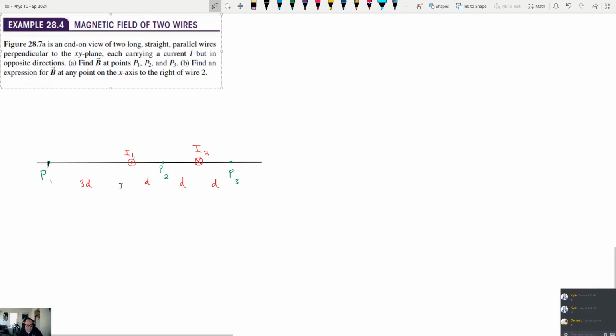So P1 is a distance of 3D away from I1. P2 is right in between I1 and I2. And P3 is to the right of I2 by a distance of D. And these two wires are separated by a distance of 2D. We want to find, and then we also want to find an expression for B at any point on the x-axis to the right of wire 2. We're also going to try to find the magnetic field somewhere up here, too. All right? So that's what we want to do.